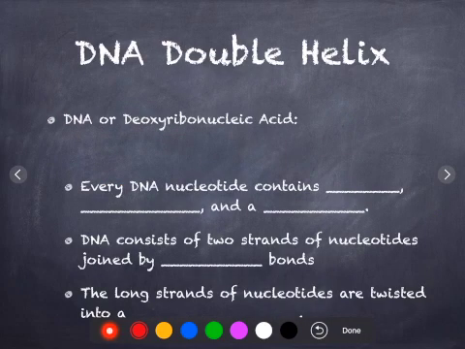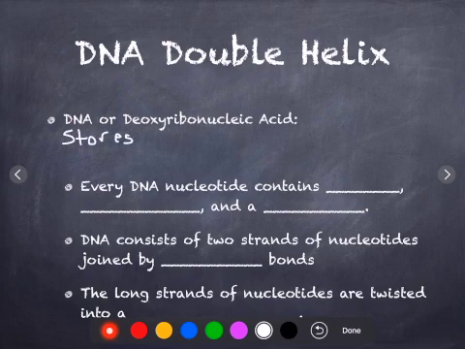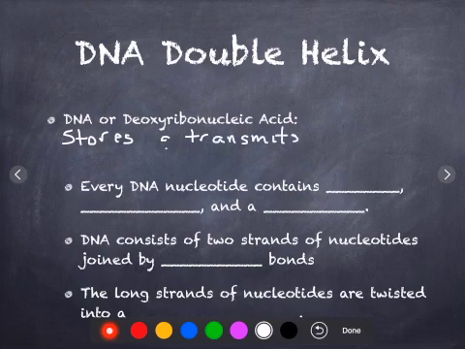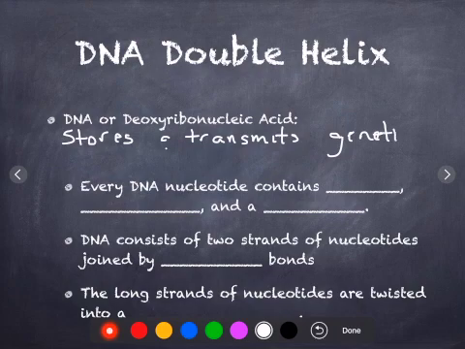So DNA, or deoxyribonucleic acid, is the molecule that pretty much supports all life. So DNA, it stores and transmits genetic information. So with this genetic information, this is where our genes are stored, which we have about 30,000 genes. This is where all of our genetic information can be stored.